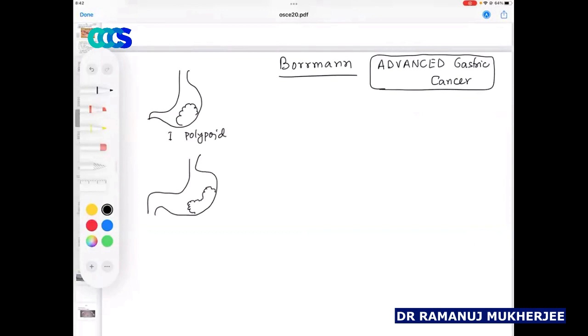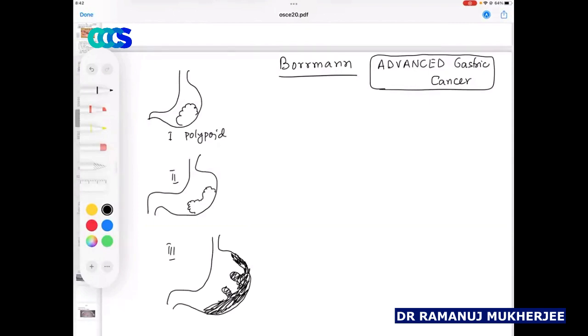What is important is that this is the type 2. Now the difference between a polypoid and a fungating is that the fungating looks somewhat like an ulcer. A Borrmann type 3 is difficult to distinguish from a type 2 in that Borrmann type 3 is basically an ulcer like that of type 2, but as you can see, this is infiltrating the surrounding part of the stomach.